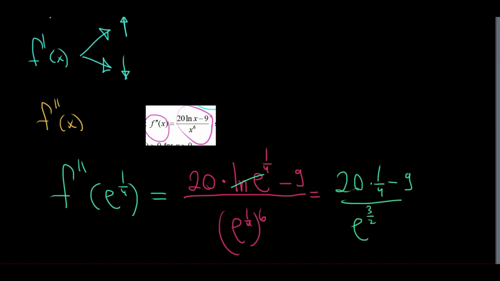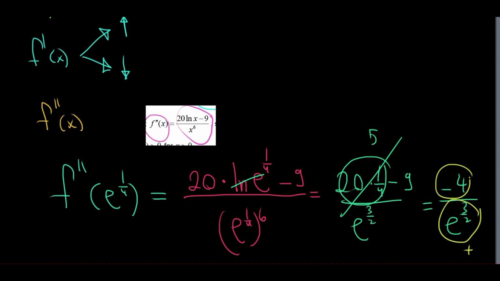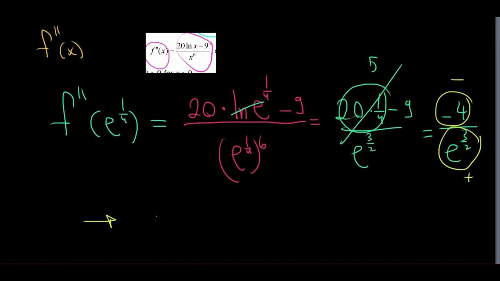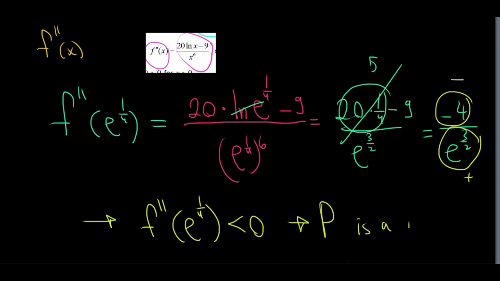Let's figure out what's on the numerator. 20 times 1 over 4 is just 5. 5 minus 9 is minus 4. Minus 4 over e to the power 3 over 2 is going to be negative, since the denominator is positive for sure, but this one is negative. We know negative divided by positive is negative. So in conclusion, we can say that the second order derivative of e to the power 1 over 4 is negative. Hence, we can say P is a maximum point. Alright, that was question C. Let's have a look at question D.